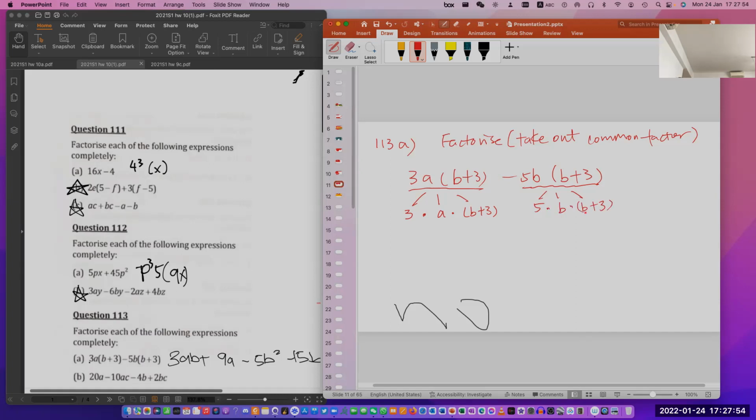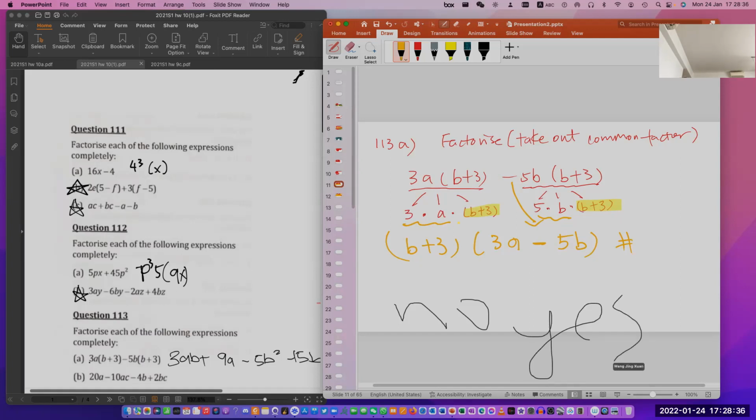Right? Then I start to see what? I start to see b plus 3 is common. So I take out b plus 3. So I have taken out b plus 3 from the first term. I'm left with 3a. And then minus is in between, so I put a minus to separate the 3a from the 5b. So this is my answer after factorization. So are you clear?